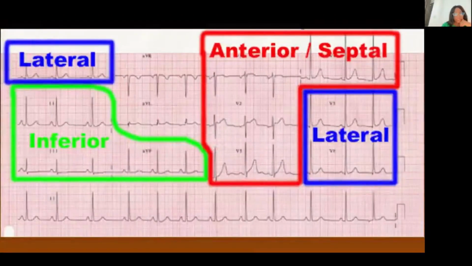And then you can also see the territories on the ECG strip, okay? You can see leads 1, aVL inclusive, V5 and V6 are your lateral leads. Your anteroseptal leads are V1 to V4, and your inferior leads are 2, 3, and aVF, okay?